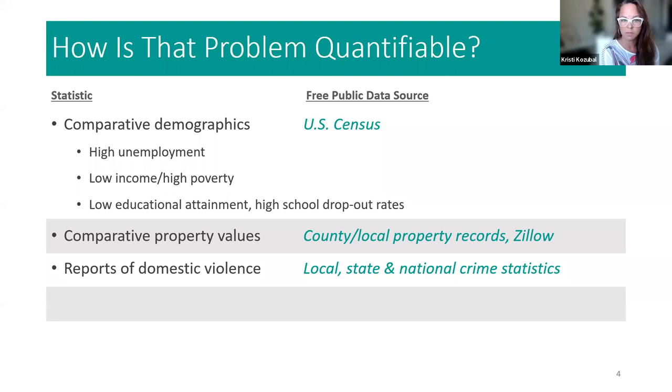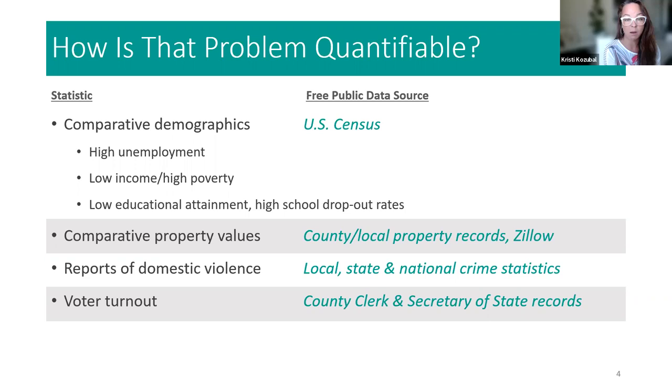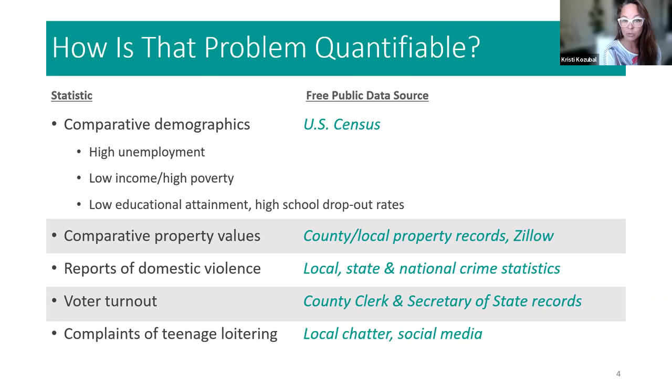Voter turnout, that's a big one. I know that's public information, county clerk and secretary of state records. Or for example, something like teenage loitering. How do you measure that?